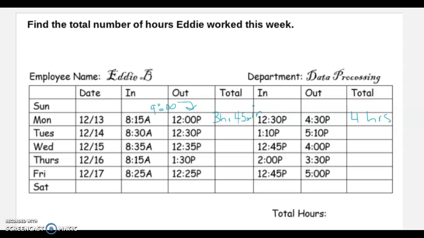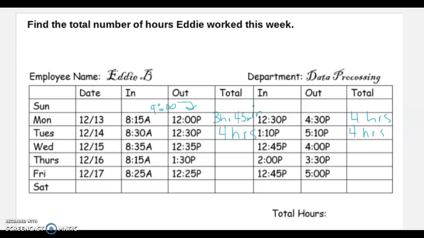So we're going to do the same thing for Tuesday, Wednesday, Thursday, and Friday. In at 8:30, out at 12:30. Again, those minutes match on that Tuesday. So we're just going to count straight. That's 4 hours. And then in again at 1:10 and out again at 5:10. Again, those minutes match. Count that. That's also 4 hours. So that day he worked a total of 8 hours.